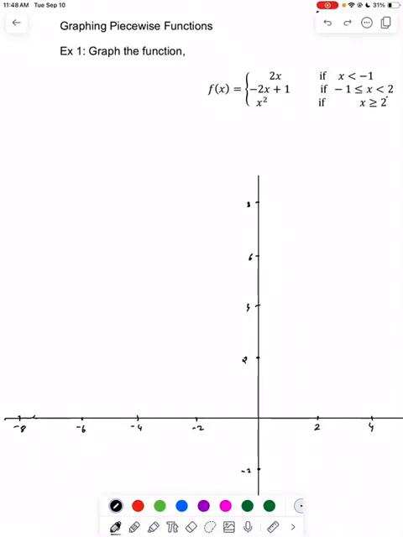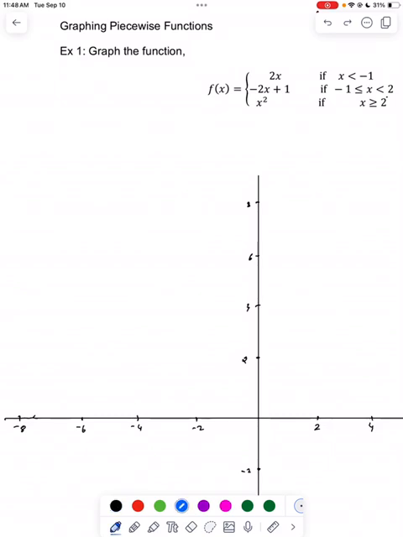Continuing with section 2.2, this is the last piece for that section. We have to see how we sketch the graph of a piecewise function. So this is our function given here. You can see it is defined in like 3 pieces.